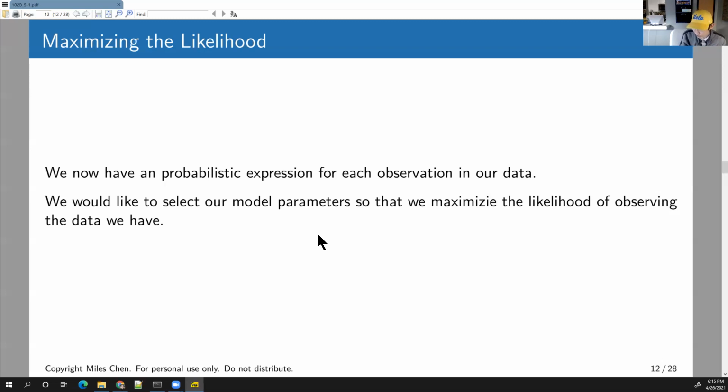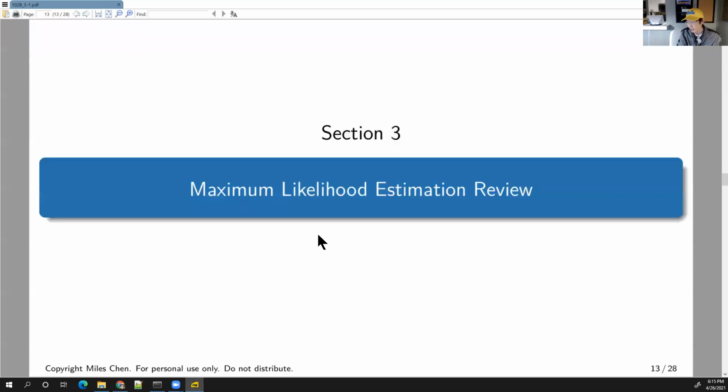Whereas a likelihood function does not have to integrate to 1, okay? Because the likelihood function is a function of the parameters. And if you integrate the likelihood function across all possible parameter values, it will not necessarily integrate to 1.